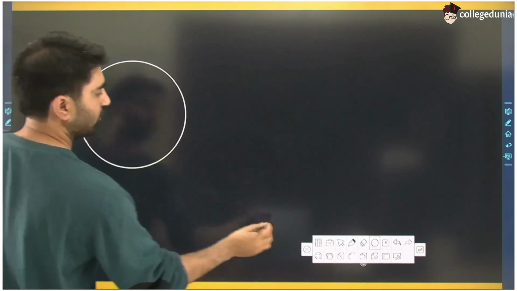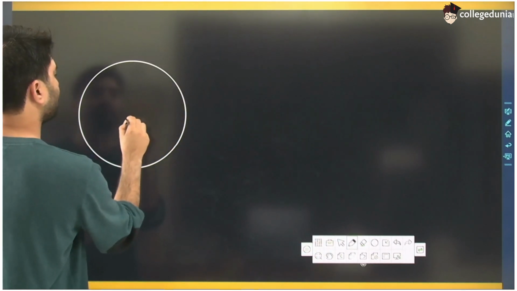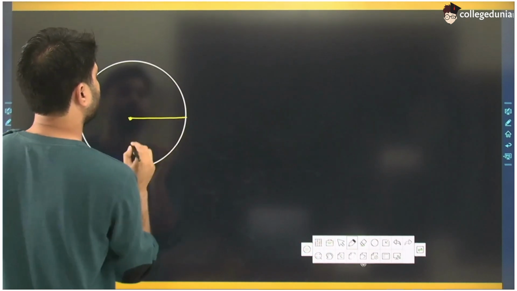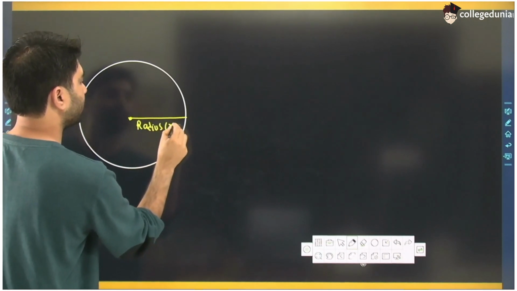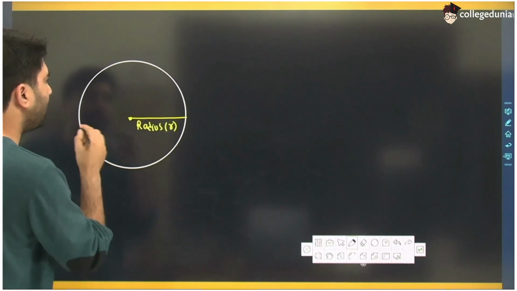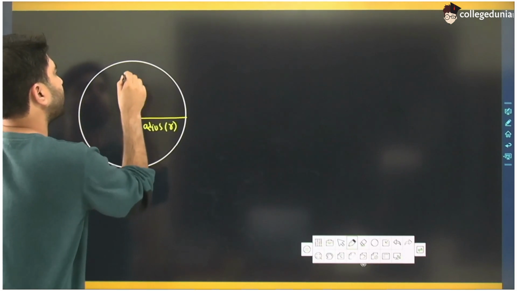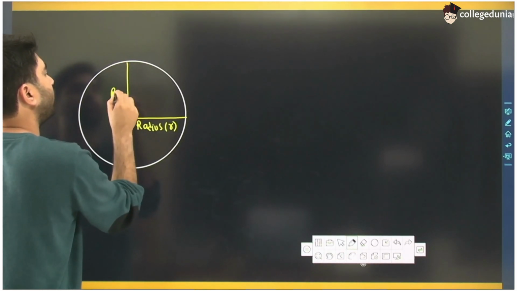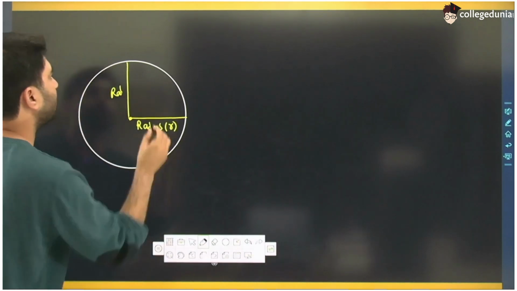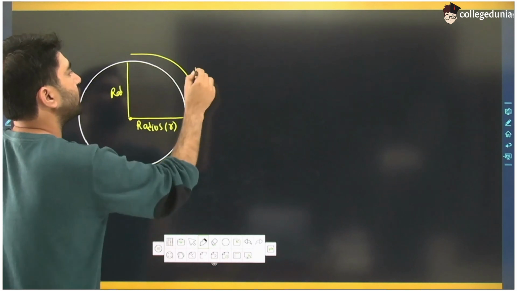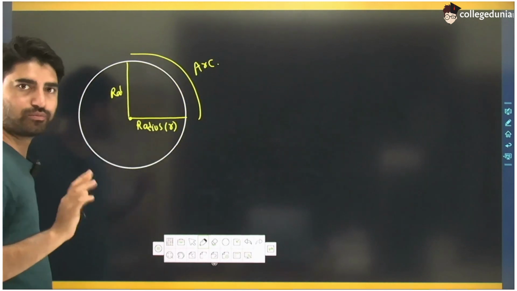Let's say this is radius r. And let's make another radius. This is also r. Now this is the arc.